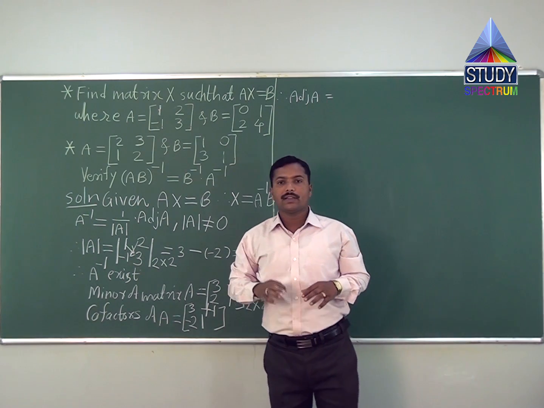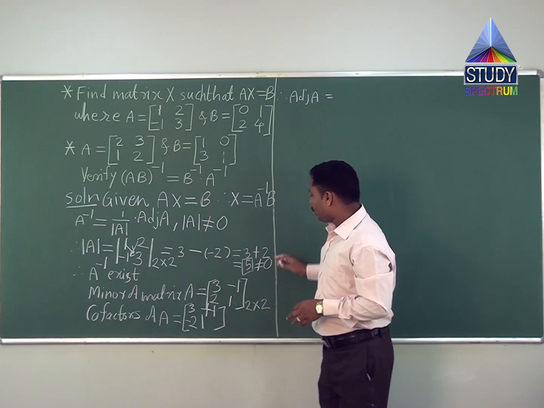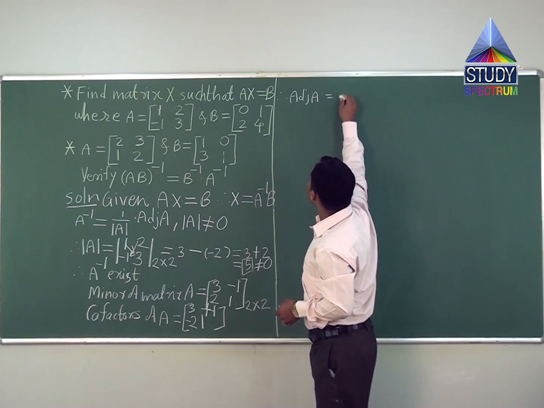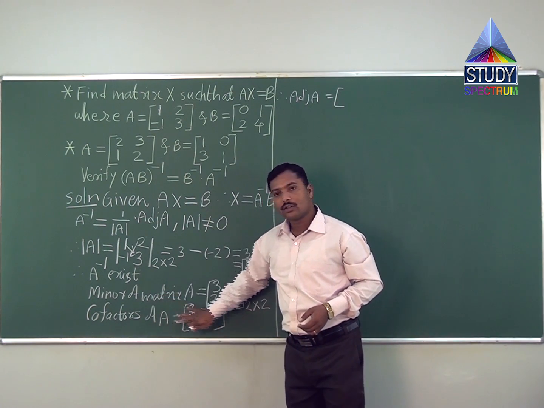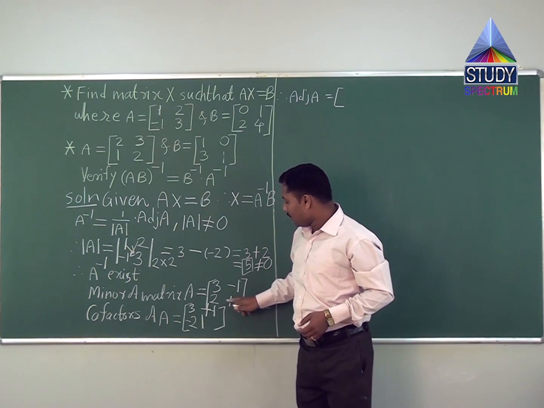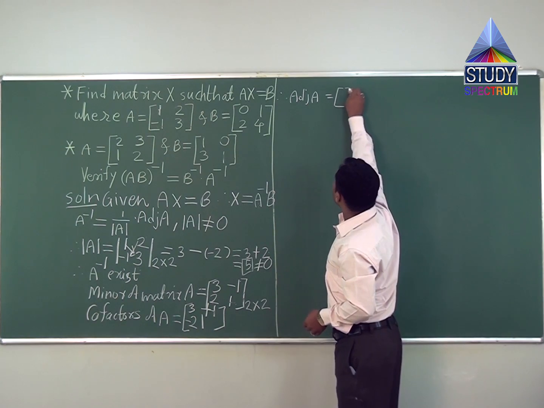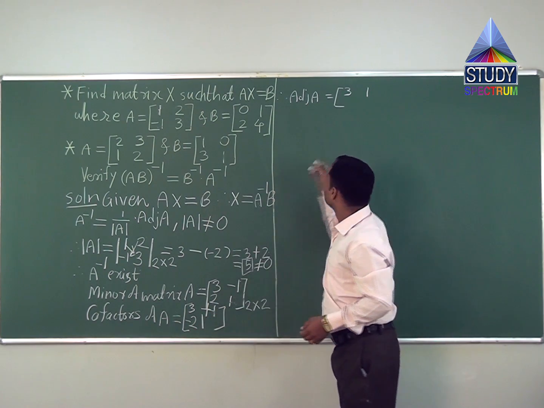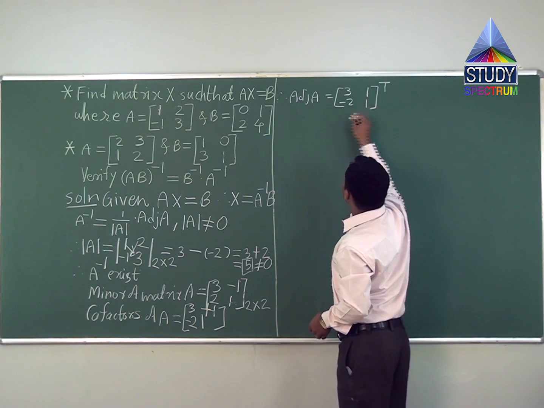Adjoint of A, what is adjoint of A? Adjoint of A is nothing but the transpose of the cofactors of A. This matrix is the cofactors of A, and we take the transpose of this matrix. So 3, 1 and this minus 2, 1. Minus 2, 1, it's a transpose.